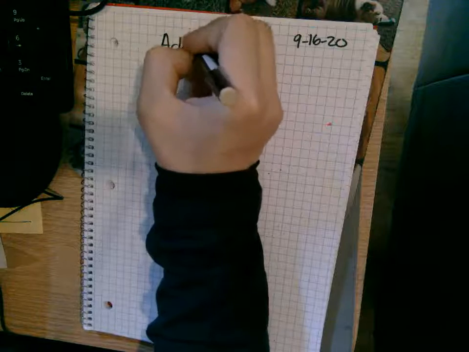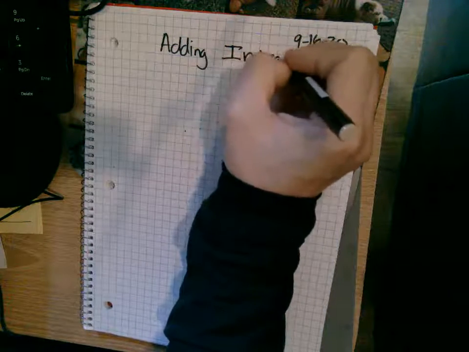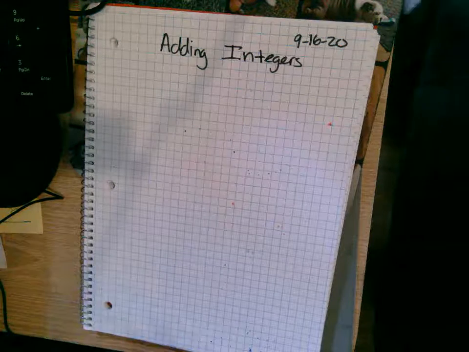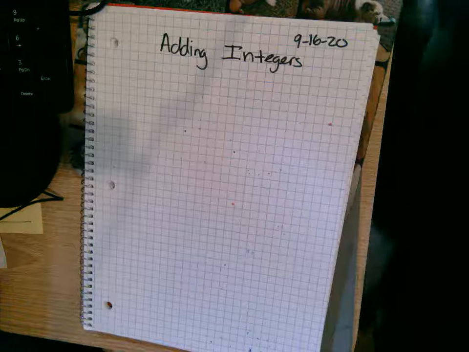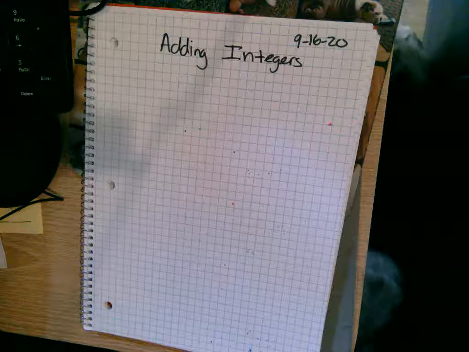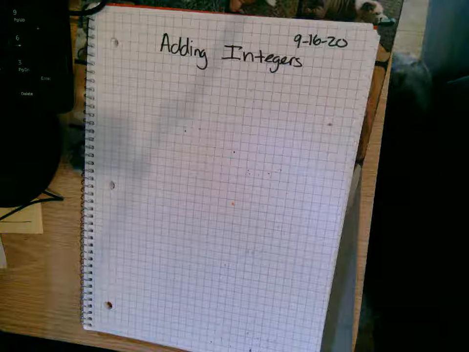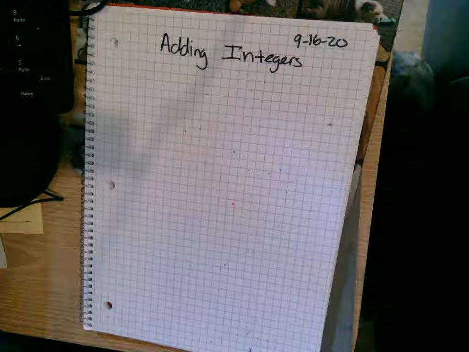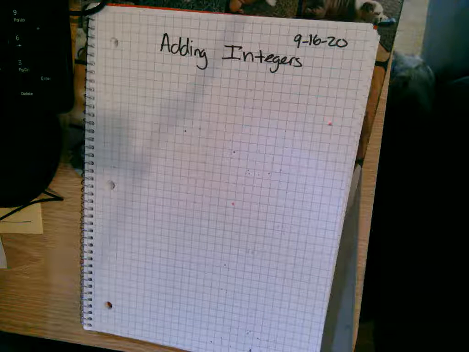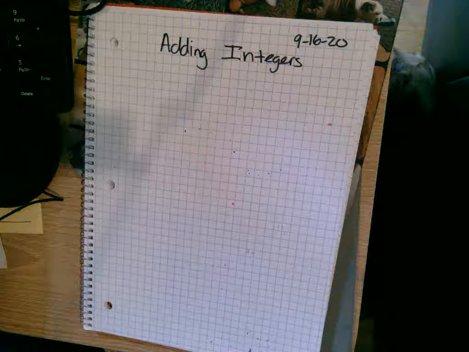Adding integers. Adding integers. Now, some of you might have done this in 6th grade. I'm gonna take it slow, hopefully so that you understand it. Some of you started in 6th grade, but you kind of forgot what to do. So we'll see. We'll take it nice and easy today.